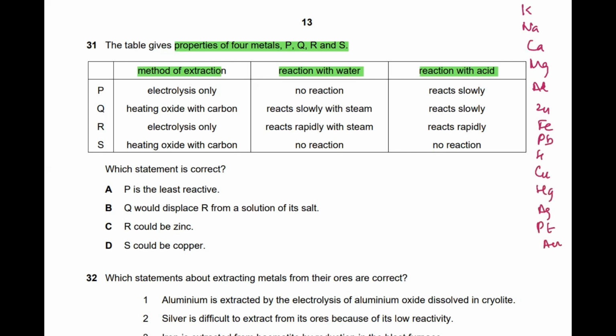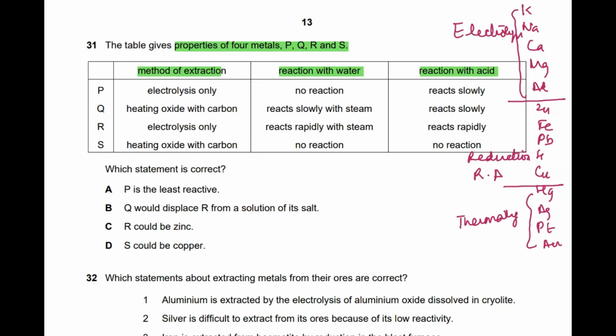So this is your reactivity series. Till aluminium, these elements are extracted by the process of electrolysis. And then till here, they are done by reduction, reduction by a reducing agent. And these elements are extracted just by simply heating their compounds thermally, right? Thermally, when you heat them. So their extraction is done thermally.